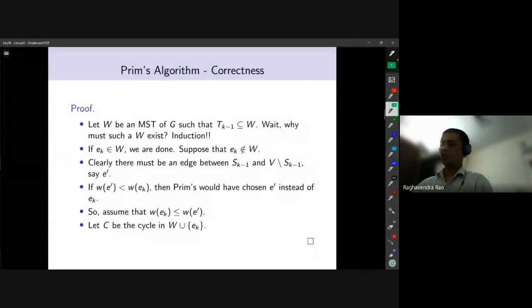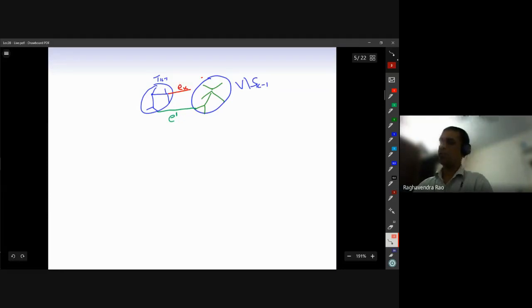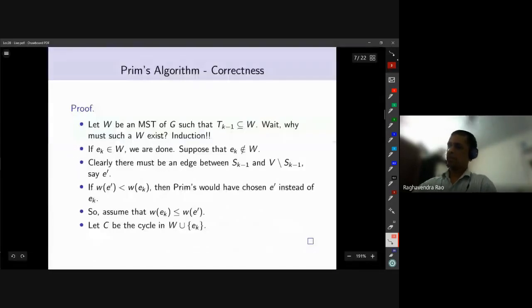Now, what is the weight of e'? Can it be smaller than ek? Look at Prim's algorithm. It was growing the tree. Currently it has the blue edges, and it is growing out. It looks at edges outside this tree Tk-1, and takes the minimum weight edge among all those candidates. If e' had weight smaller than ek, then Prim would have picked this one. So the fact that ek was chosen means that the weight of e' is at least the weight of ek. It could be equal to the weight of ek.